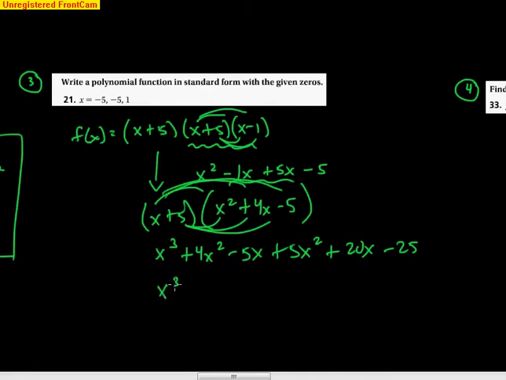Yes. x cubed by itself, but the 4x squared and the 5x squared make a 9x squared. The negative 5x and the positive 20x make a positive 15x, and the negative 25 just comes down. And this is what my function f of x equals.